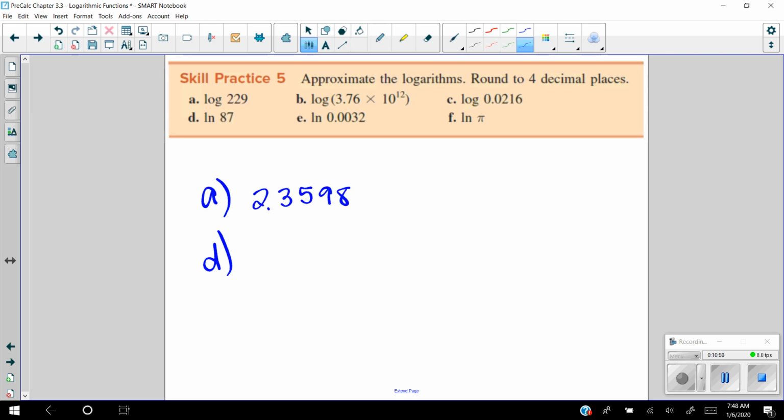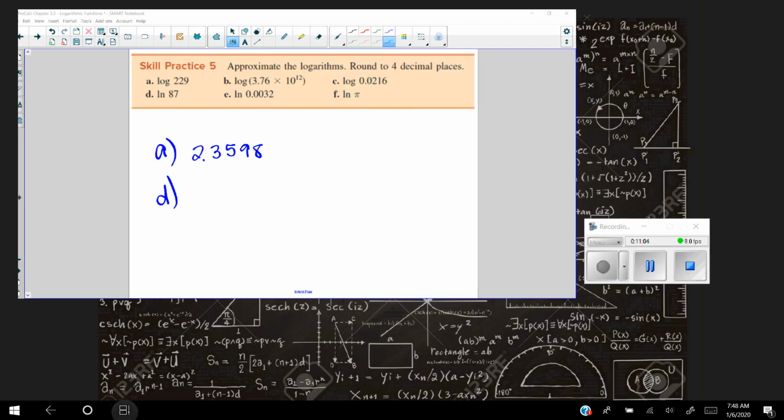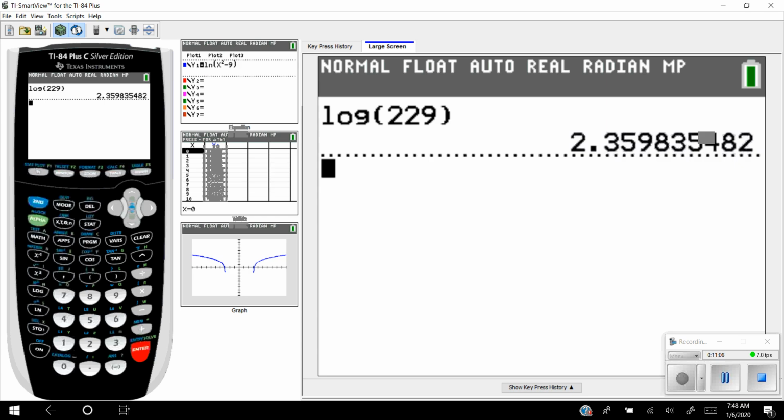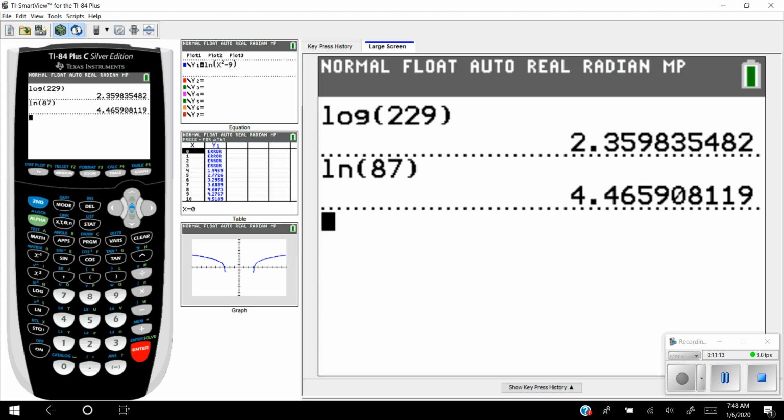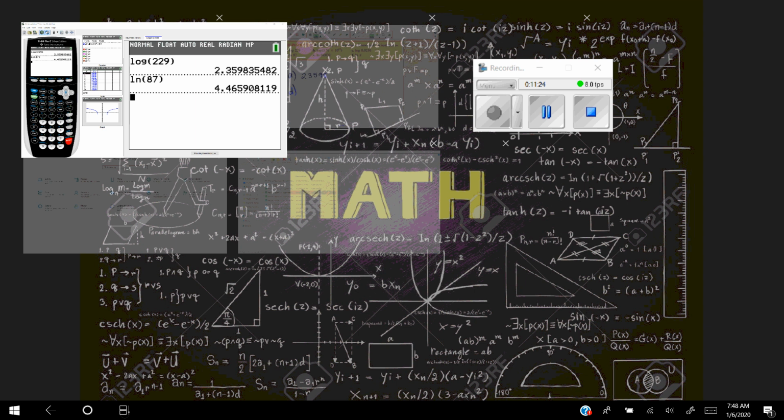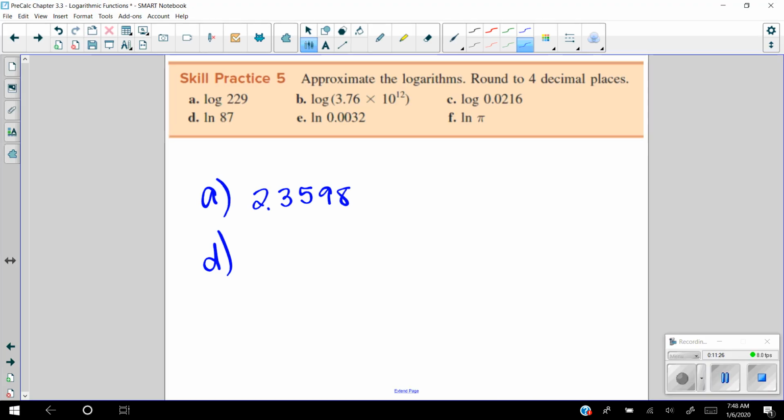And then I'm going to do D with you because that's a natural log. So natural log of 87. We push the natural log button here. It's underneath the log button, of 87. So this is e to what power is 87. We get 4.4659. Okay, cool.